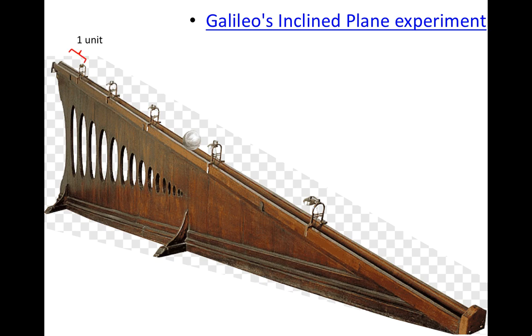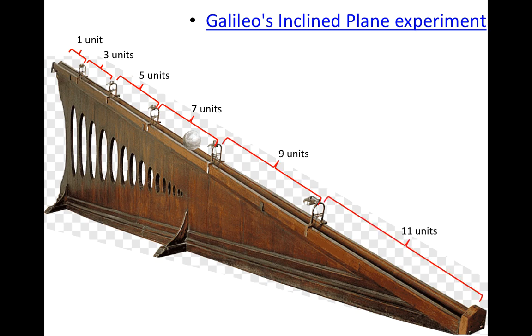He saw that if he measured the distance from the top of the ramp to the first bell and then the second bell, he found that those two distances had a ratio of 3 to 1. And he found that the distance from the second bell to the third bell was 5 times the distance from the top of the ramp to the first bell. And then the next one was 7 times, the next bell 9 times. And then to the very bottom of the ramp, which would also make a sound, was 11 times.